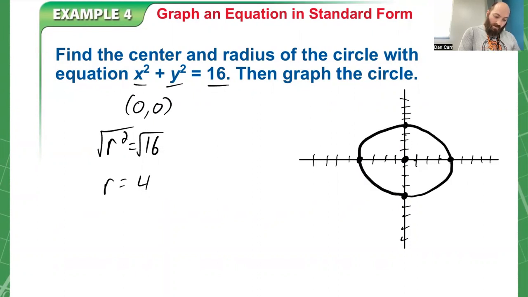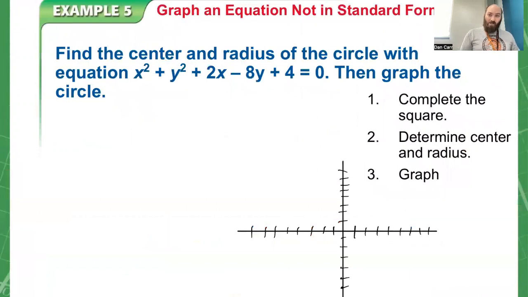It doesn't have to be perfect, okay? Especially since I didn't draw my scale very well. Bottom line is, for my graph, I'm looking for the center, and I'm looking for about 4 points that go around that center with the correct radius. Okay, that's the key on these types of problems.